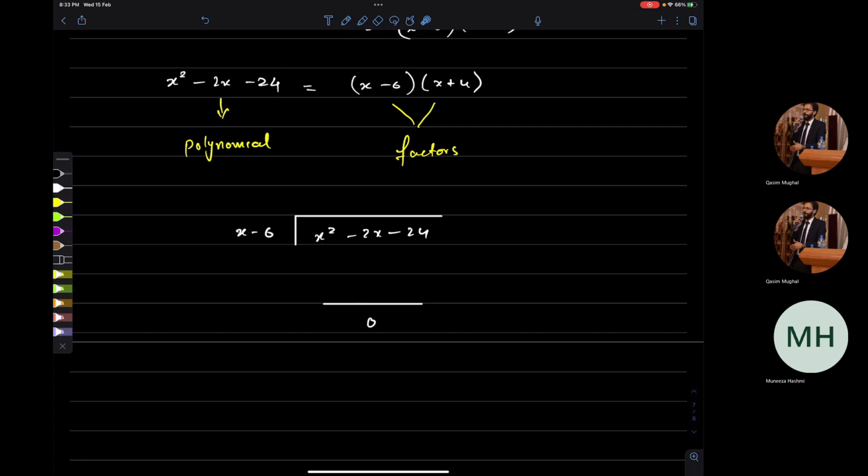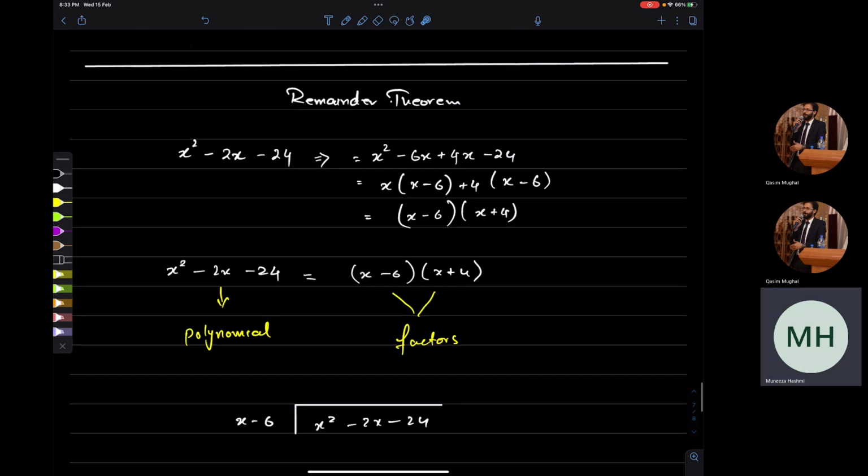But what if it is not a completely factorizable polynomial? If I divide this polynomial with either of these two factors, it's definitely going to give me 0 at the end. But what if I divide the same polynomial with something which is not a factor? Let's just say I divide it with x minus 5, then definitely I will be having a remainder at the end. Now, how would I know about that remainder? That's what the remainder theorem suggests.